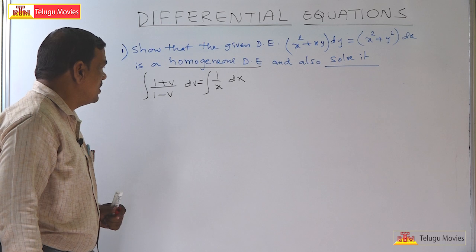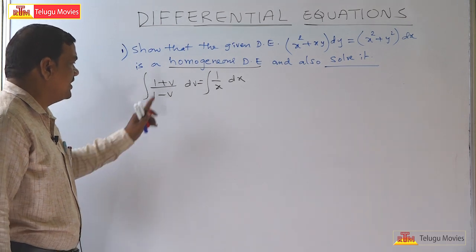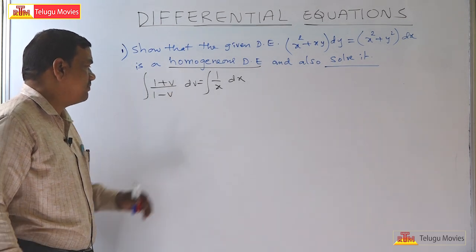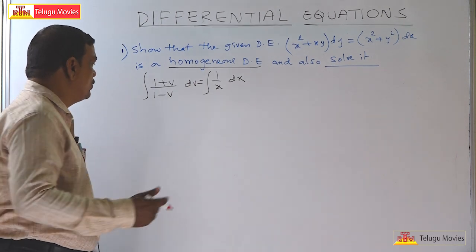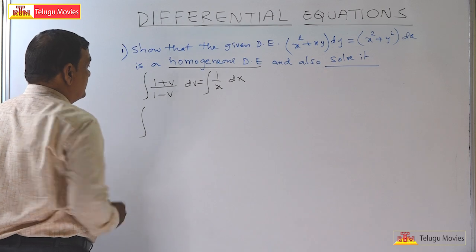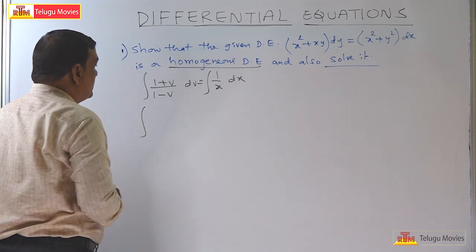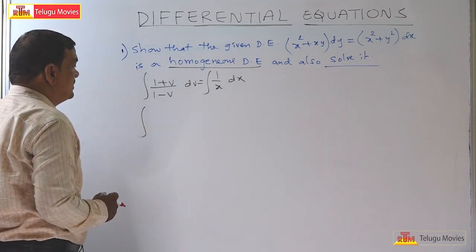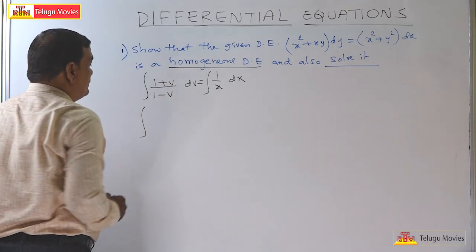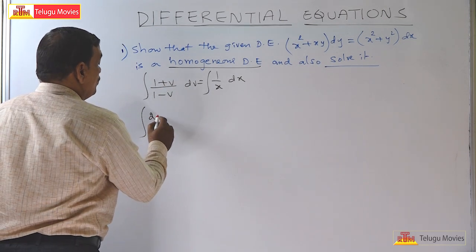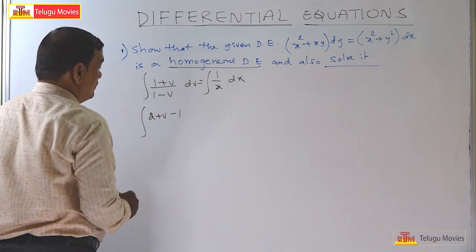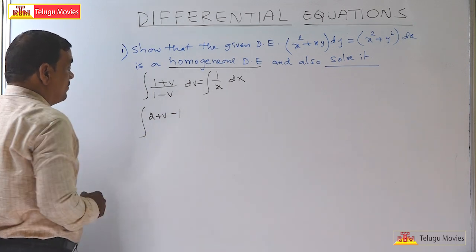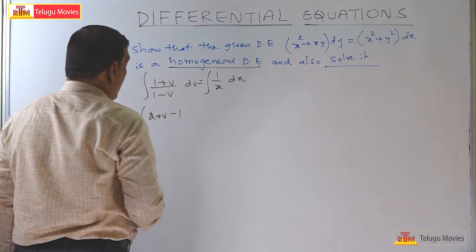What about the left hand side? The integrand is (1 + v)/(1 − v). You can do a very intelligent guess. In the numerator, can I write 1 + v as 2 − (1 − v)? Therefore, 2 − (1 − v), giving 2/(1 − v) − 1.